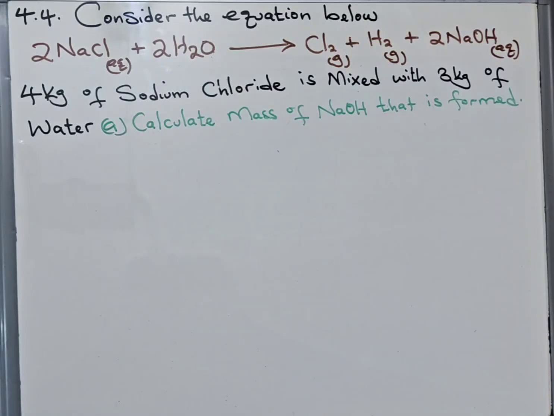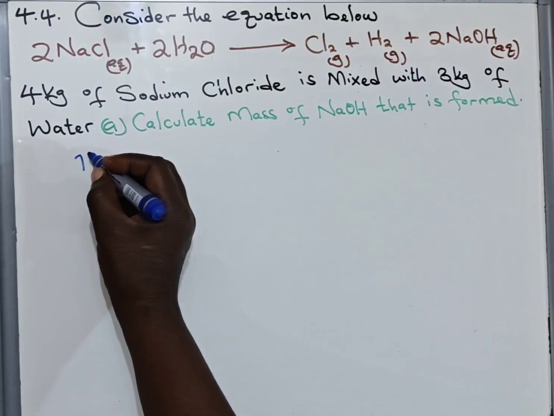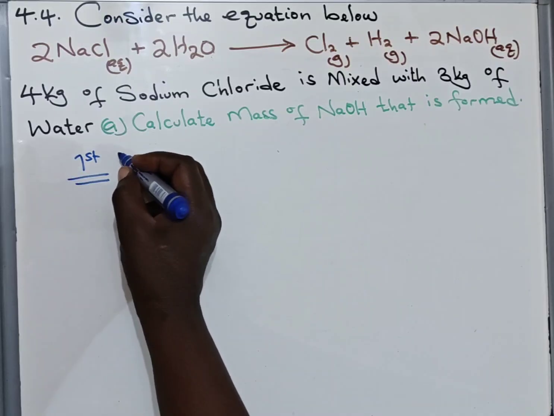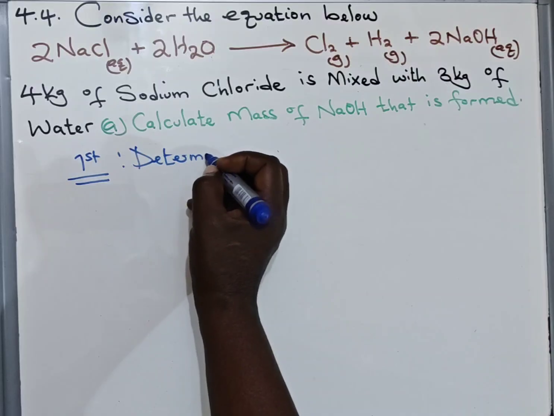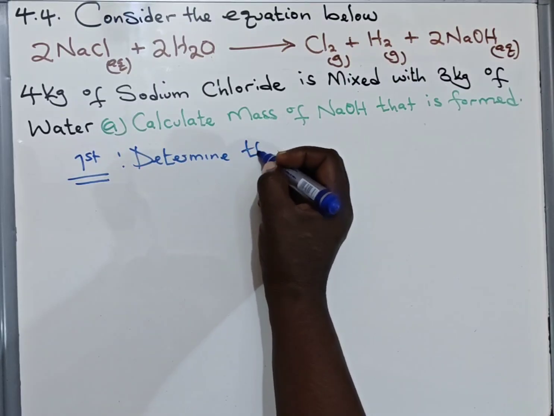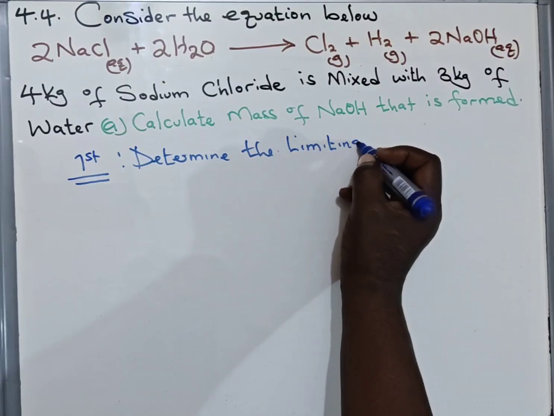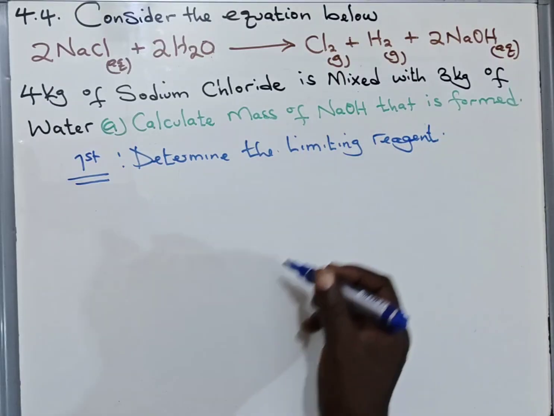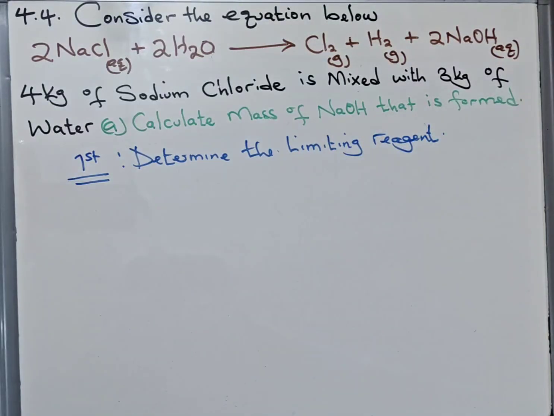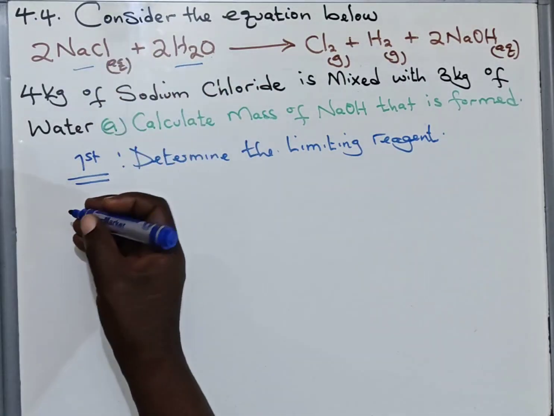Okay, and how do we start with this? Here you have to be reminded that the first step must be to determine the limiting reagent. So what is the limiting reagent here? You have to know that it's either this or that. So what do we do? We put them down.